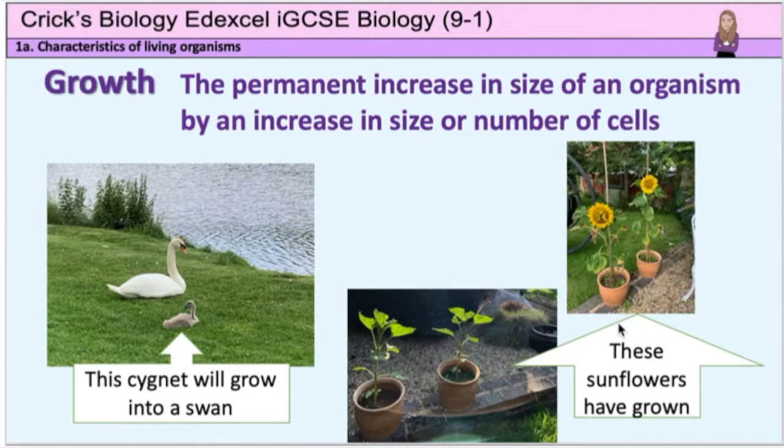Growth is a permanent increase in size of an organism by an increase in size or number of cells. It requires energy and nutrients, in particular proteins. If organisms do not get enough of one particular nutrient, their growth can be inhibited. This is one of the main reasons it is believed that humans are, on average, so much taller now than they once were, because we have better nutrition. Over the last 150 years, the average height of people in industrialised nations has increased approximately 10 centimetres.